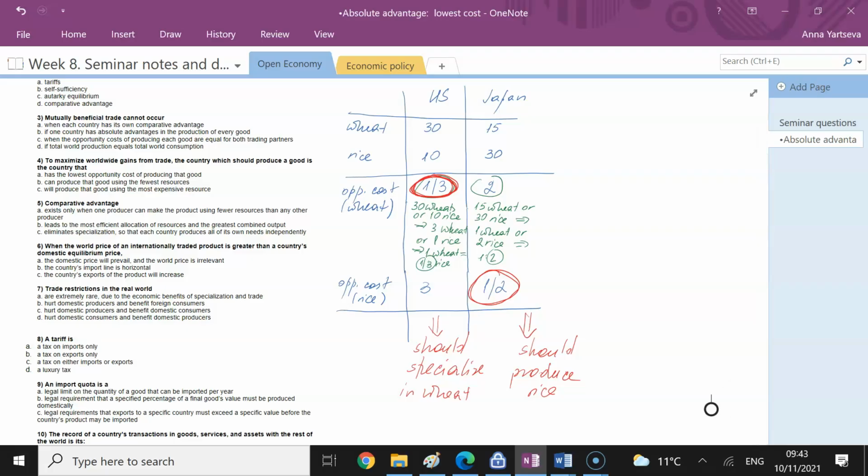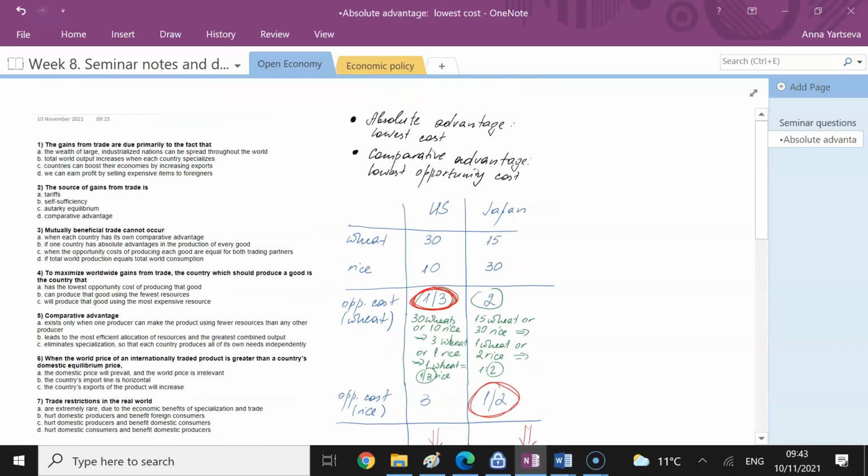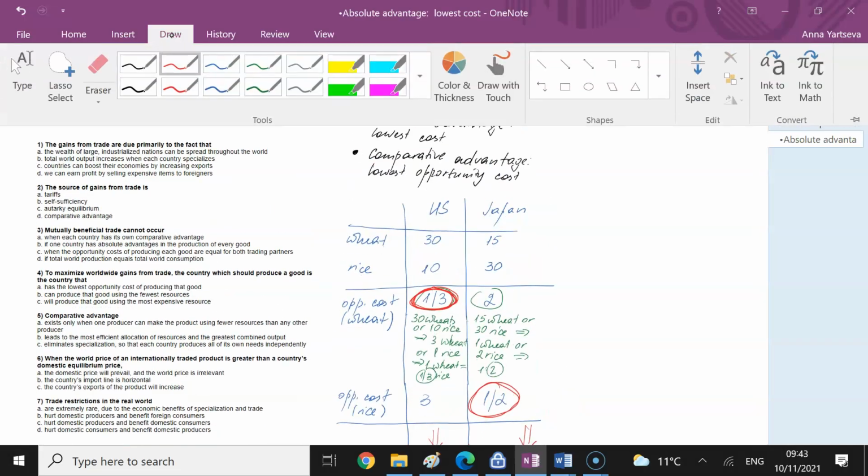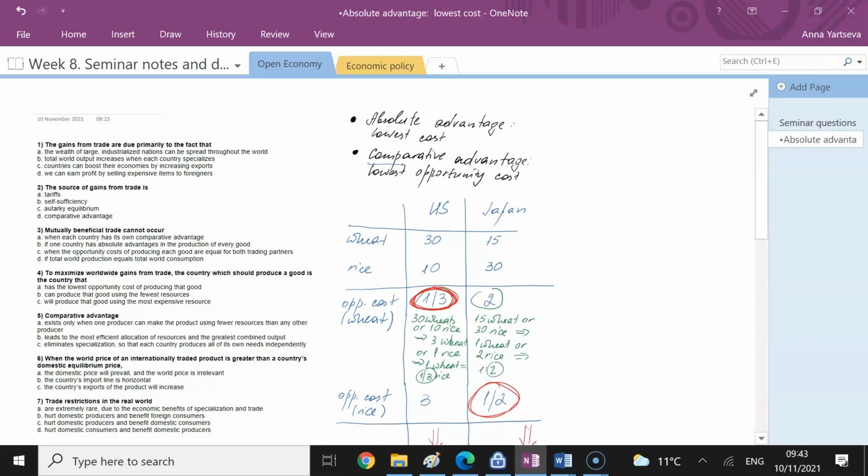Because the opportunity costs here are lower, a third rather than 2, the US should produce wheat, the item for which opportunity costs are lower. And for rice as well, it's cheaper to produce all rice in Japan. Right? So these are kind of prices. A very similar concept, but expressed in a slightly different way. What is important about comparative advantage is that countries can have mutually beneficial trade.